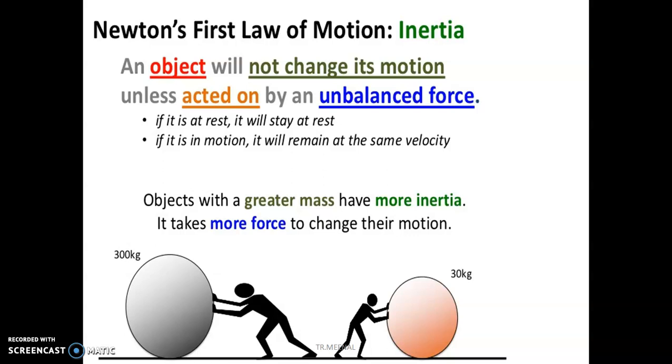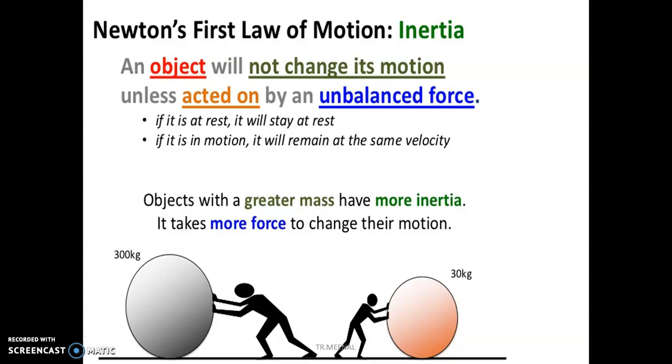So an object is not going to change its motion. That means if it is at rest, it will stay at rest. Rest means no movement. And if it is in motion, it will remain at the same velocity. So until and unless an object which is in motion or at rest is acted upon by an unbalanced force, it is not going to change its position.